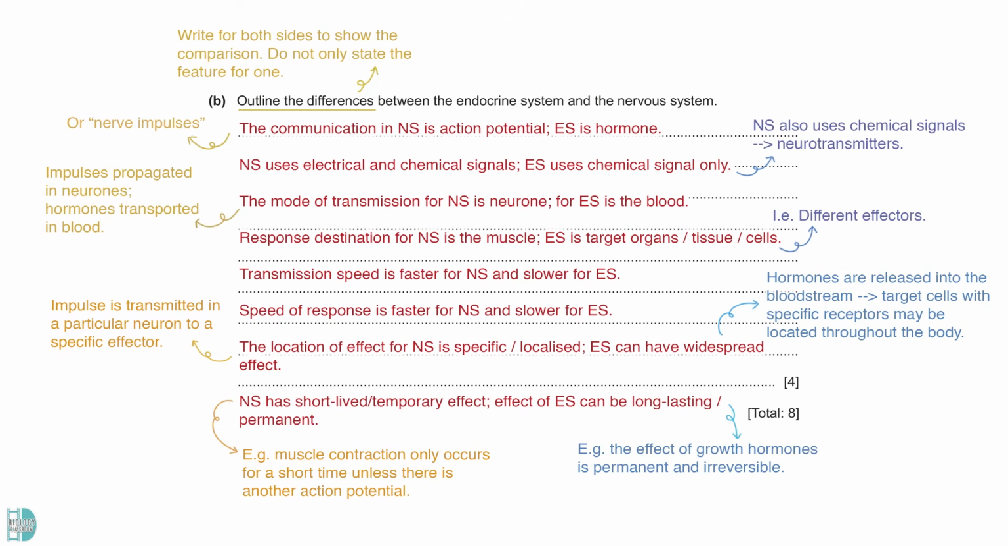Lastly, the effects of nerve impulses are short-lived or temporary. For example, muscle contraction will only occur for a short time unless another action potential arrives. The impact of the endocrine system can be long-lasting or even permanent. For example, the effect of growth hormones is permanent and irreversible.